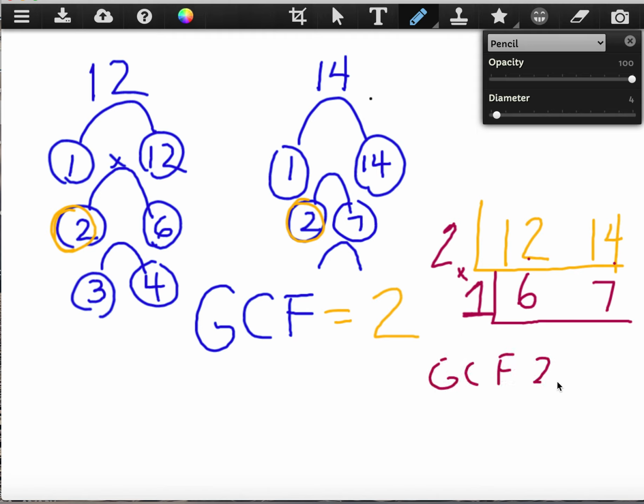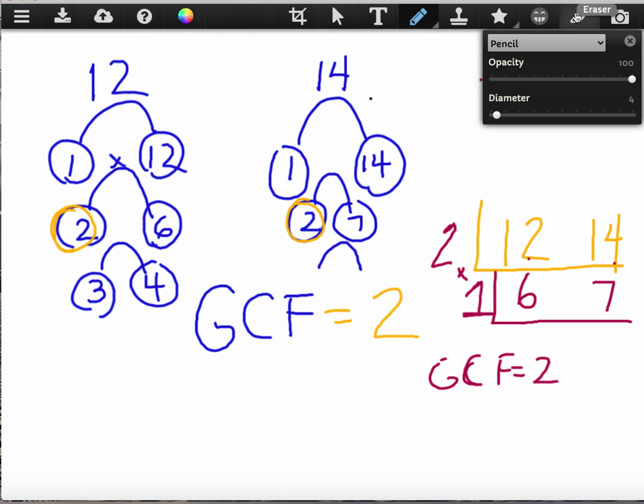GCF is 2. So either way you do it, this is a little more cumbersome because you have to list them all and not forget any and make sure you've got all the combinations, where this one you can keep dividing and dividing until you get the numbers. So let me do one more, like the cake method. Now let me go back for just a second.